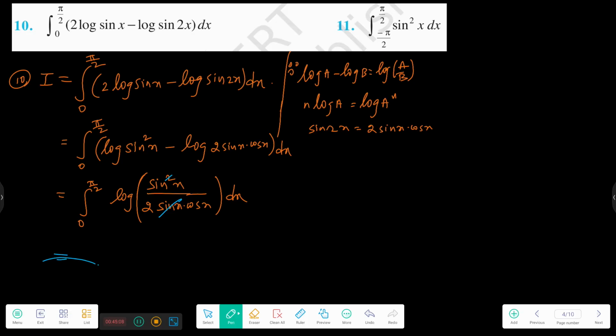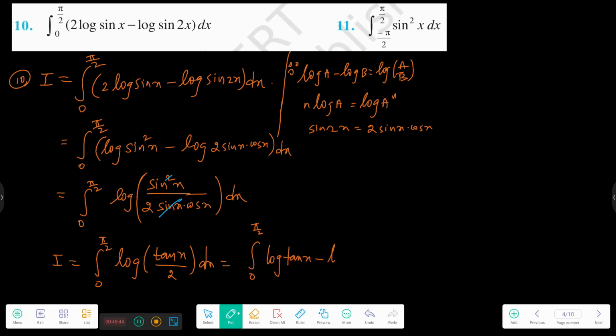So what am I getting here? I is equal to the same integral from 0 to pi by 2. Sin by cos are remaining. Sin by cos, what can you say? Tan. So log of tan x divided by 2, into dx. Again log a by b, in the sense we can write log a minus log b. So the integral from 0 to pi by 2 of log tan x minus log 2, into dx. That formula you can use.